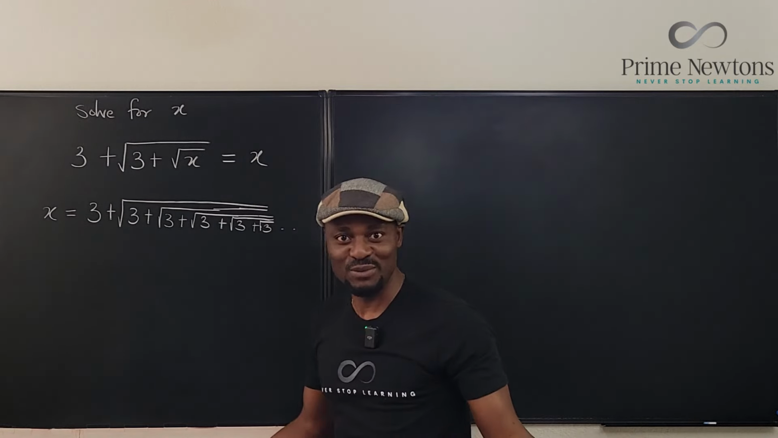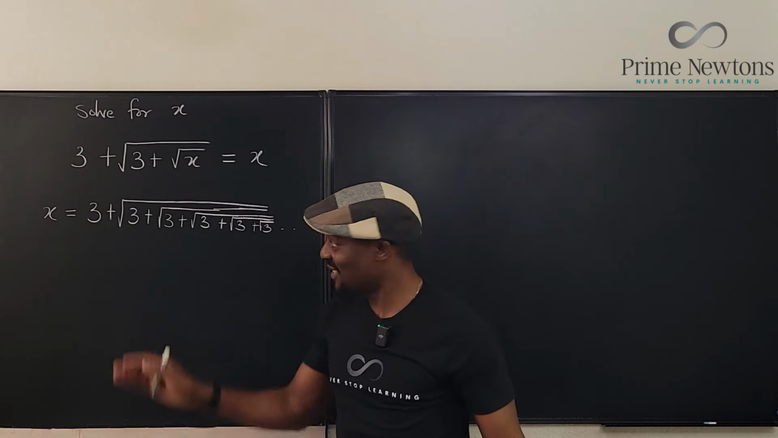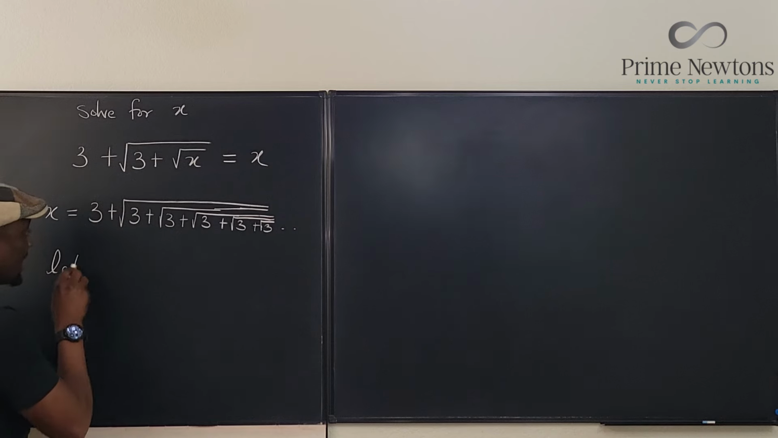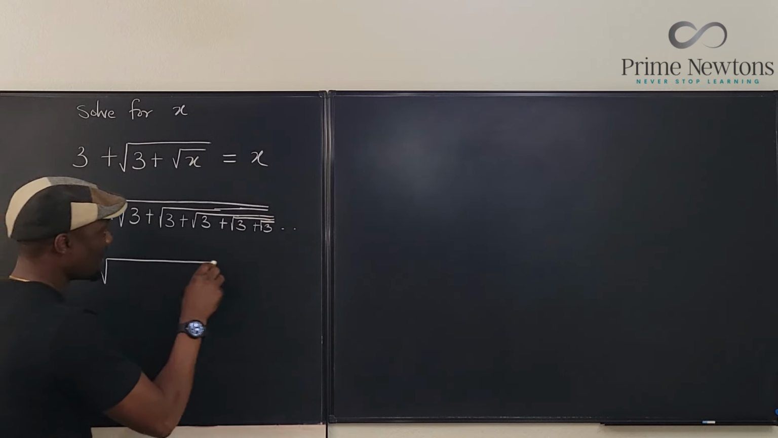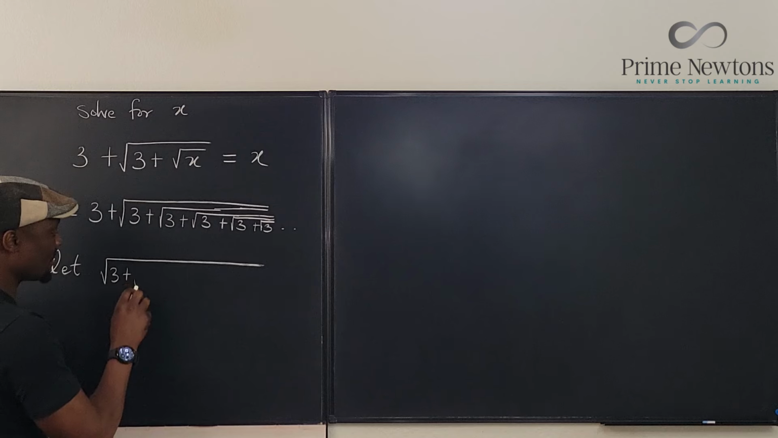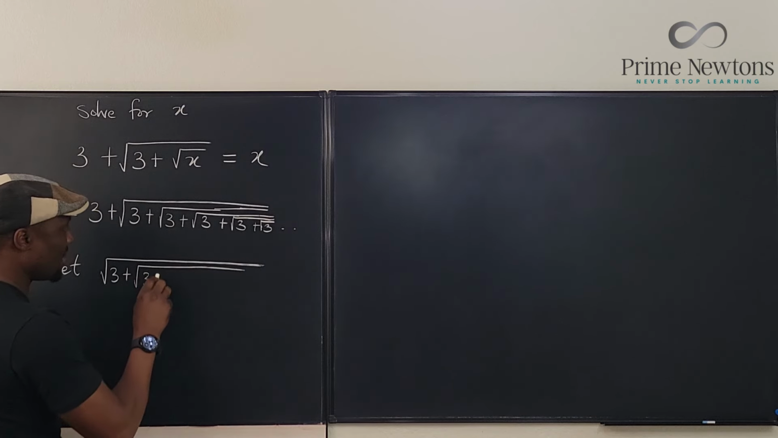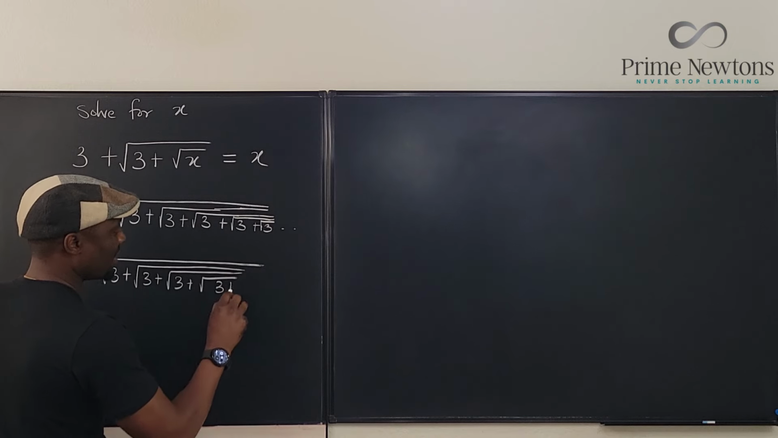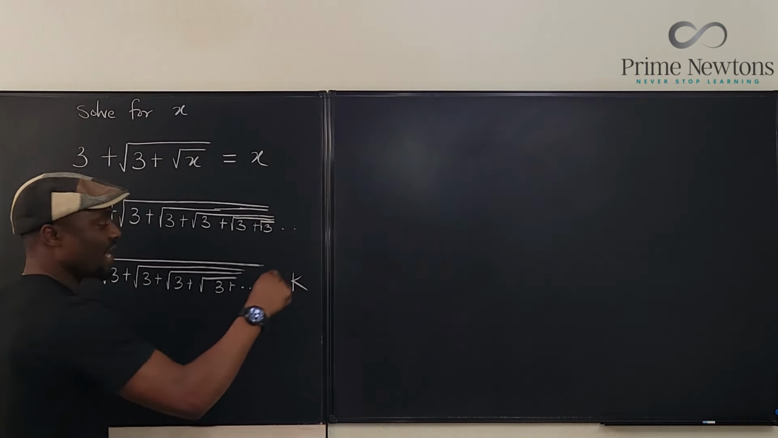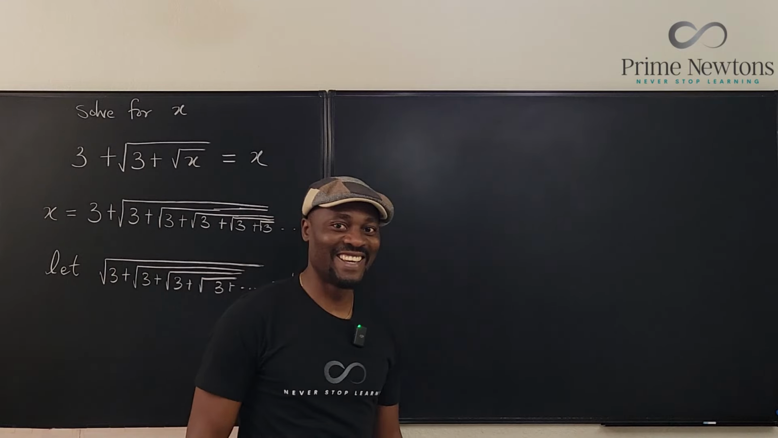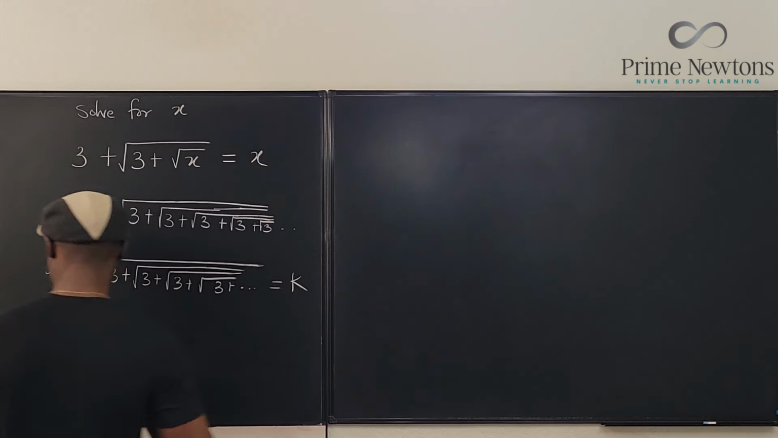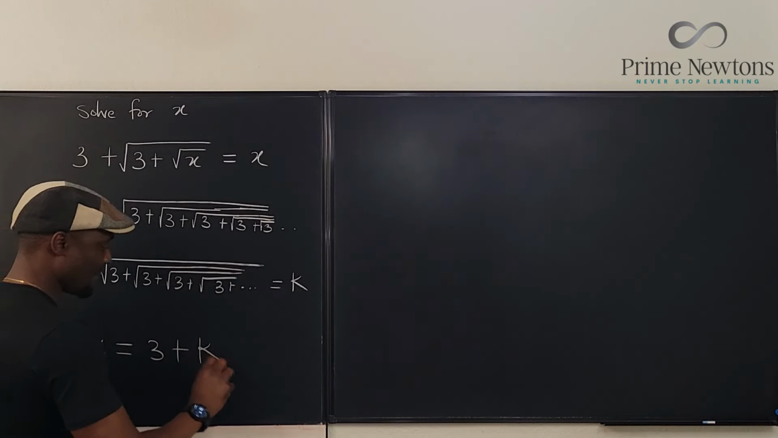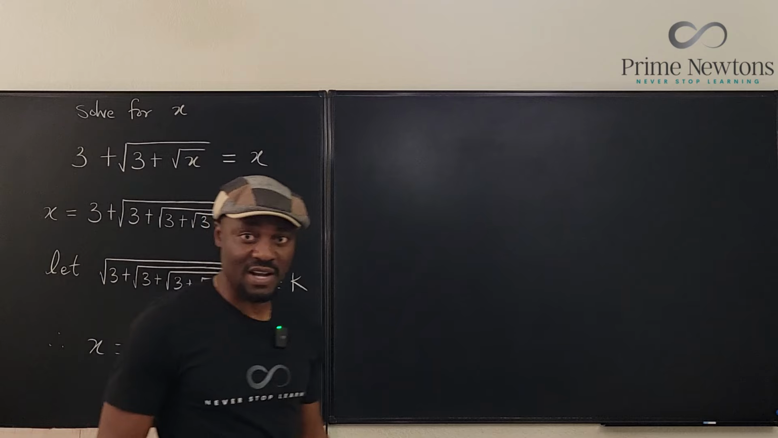And this looks like something I've talked about in the previous videos. And so I am going to say, let the square root of 3 plus the square root of 3 plus the square root of 3 plus and so on be equal to k. That's the famous k. Okay, so here I can say, therefore, what I'm looking for, x is equal to 3 plus k. I just need to know what k is, and then I'm going to find x.